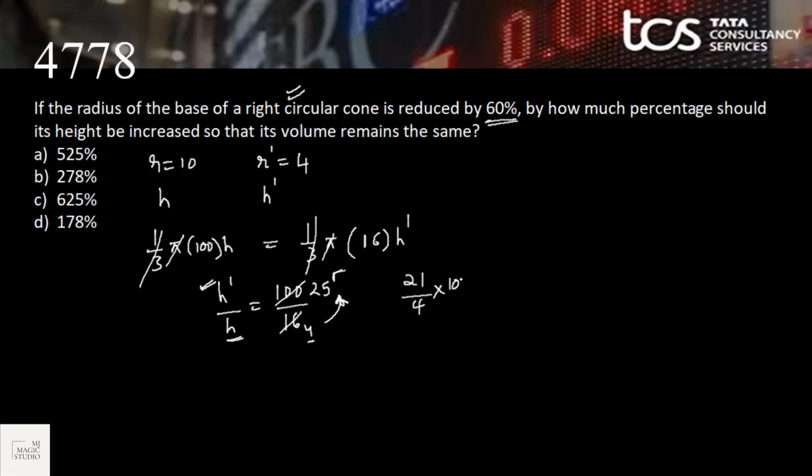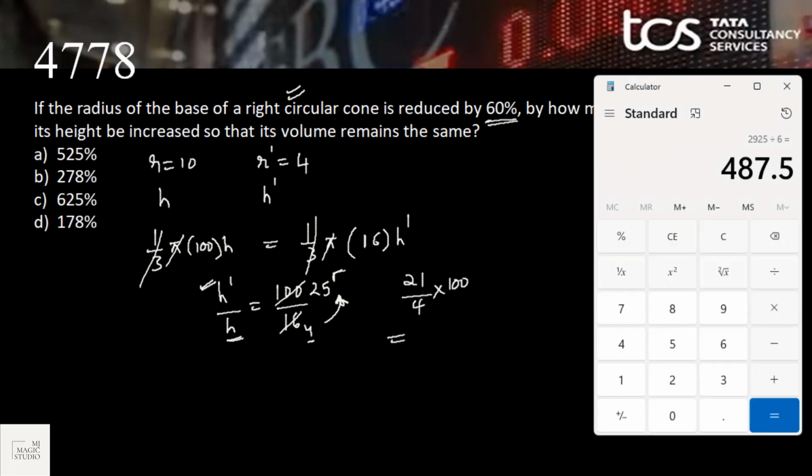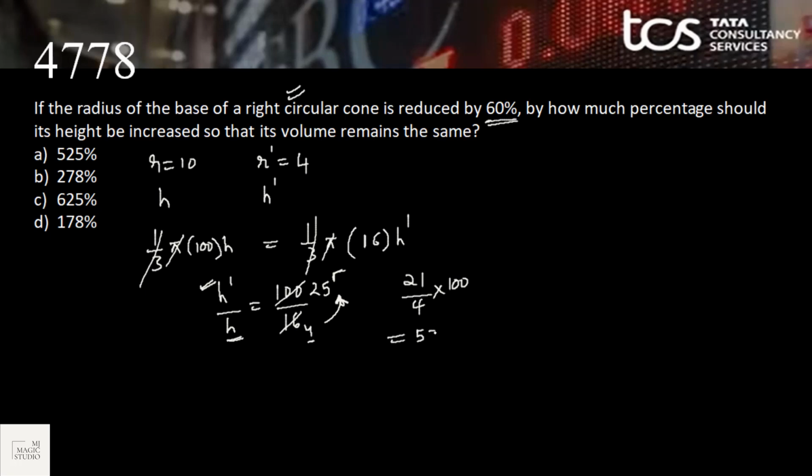21 points on 4. That would be equal to how much in percentage? 21 into 25. That is 525%. So height should be increased by 525% such that volume remains unchanged.